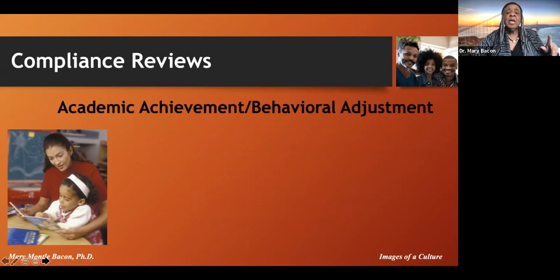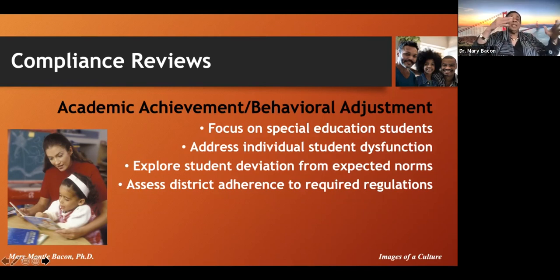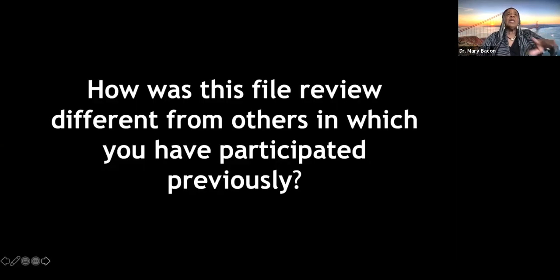Compliance reviews typically focus on academic achievement. It may be behavioral adjustment depending upon the area of concern. And one of the things that's different about them and the file reviews that we're going to be talking about today is their focus is almost exclusively on special education. And they address individual student dysfunction and the extent to which that student truly deviates from the expected norms. And the important part is their assessment of whether or not the district is adhering to required regulations. But let's focus on, for the two administrators, how was this file review different from others in which you participated previously?